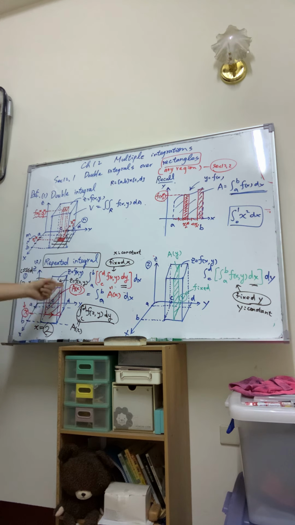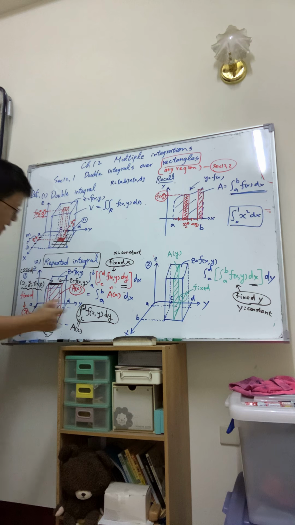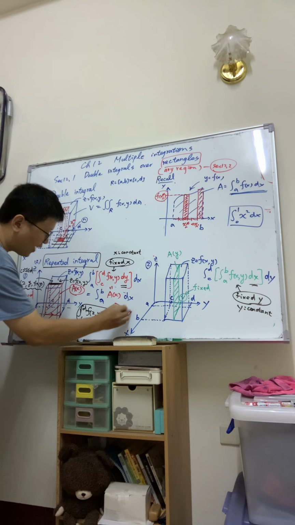So for this function, it's a function whose variable is x. And now we integrate by x, and x goes from a to b. So it's called a repeat integral. And by Fubini theorem, the result is equal to the value of V.